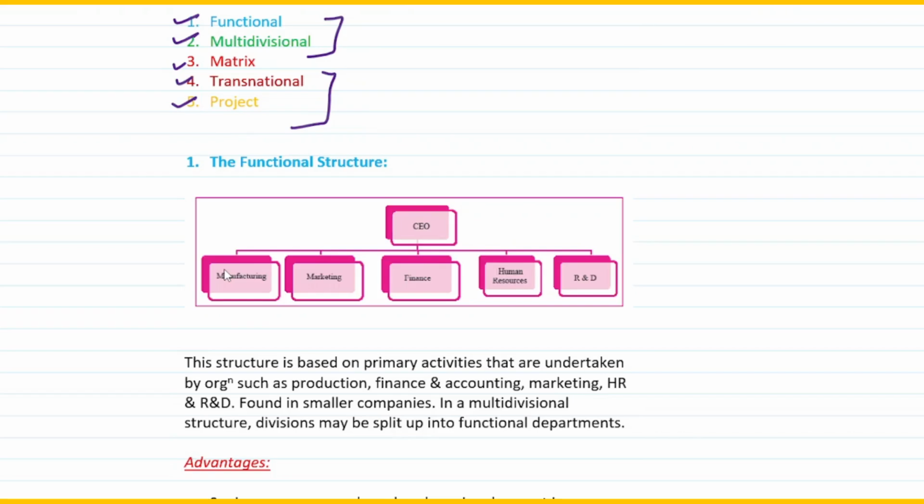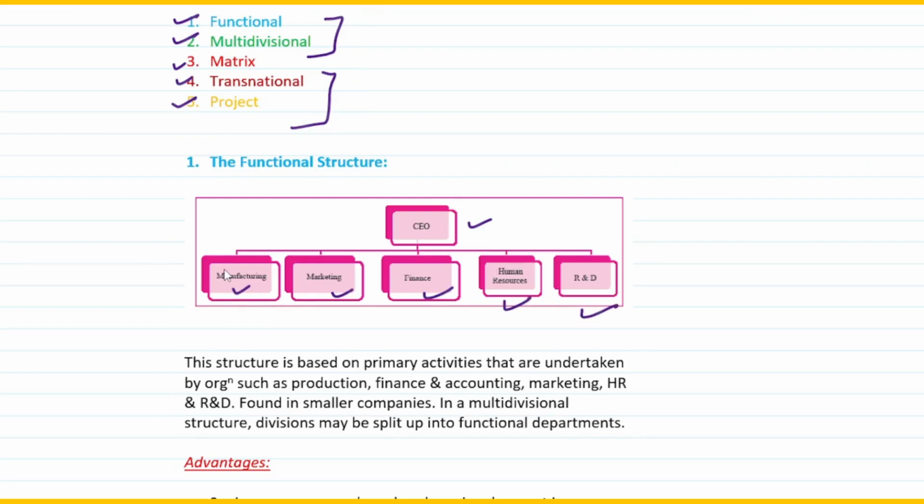Fine. Basically, when you look at a functional kind of organization, the kind of setup that you will find is that you will have a CEO. CEO is who? The Chief Executive Officer. Below that there will be many other divisions or functions of the organization. Now, what are the various functions of the organization? They can be manufacturing, marketing, finance, HR, R&D, sales, production.